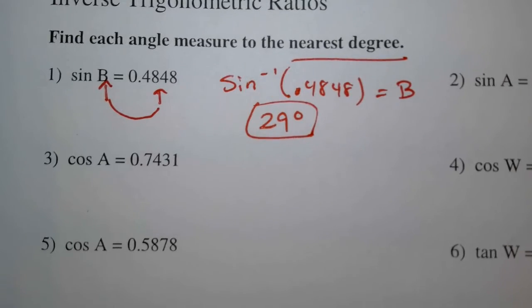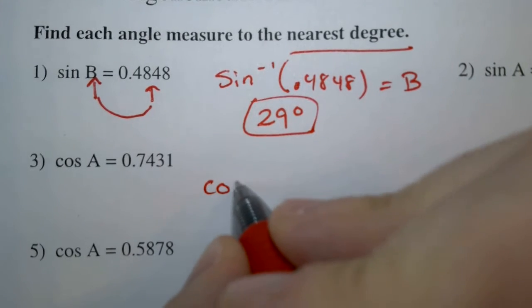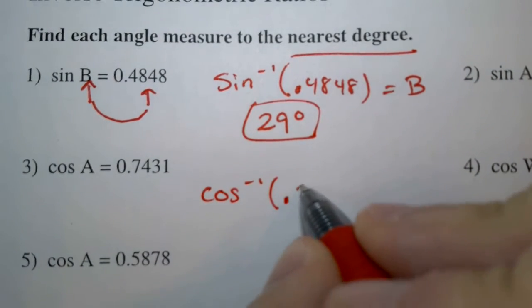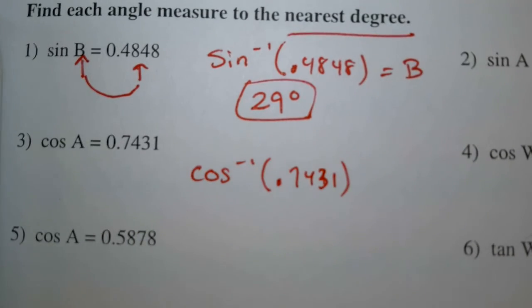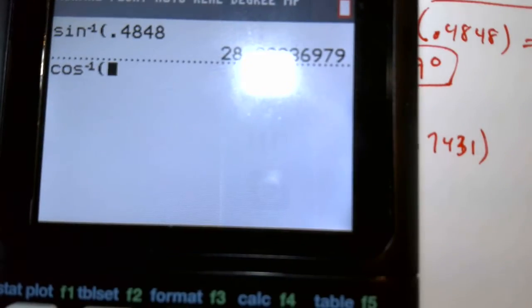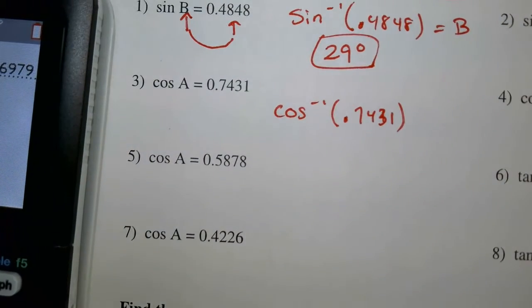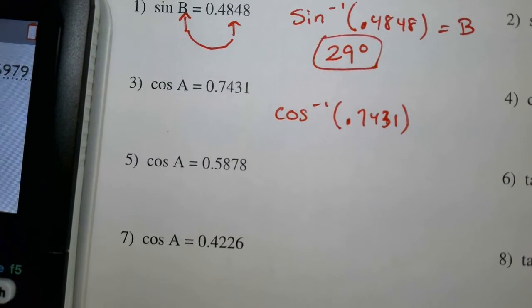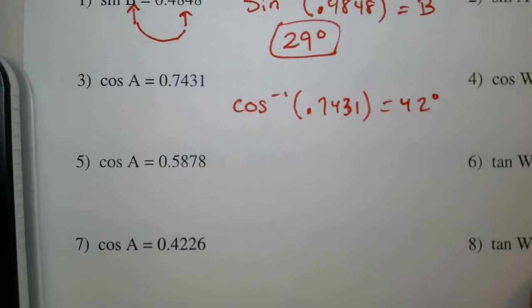All you have to do after that is recognize if it switches from sine to cosine, you need to do cosine -1 instead of sine -1 and type it in, and it will tell you the answer that way. So I'm going to do that real quick. Second cosine or shift cosine to get that. And when we do that, we get 0.7431. We get 42 degrees on the dot, essentially. Okay? So let's see how this looks for a triangle.